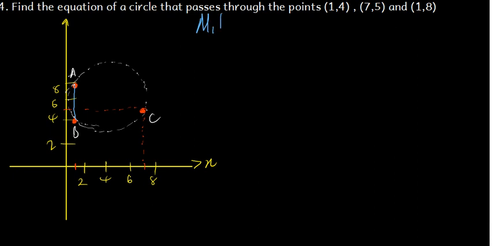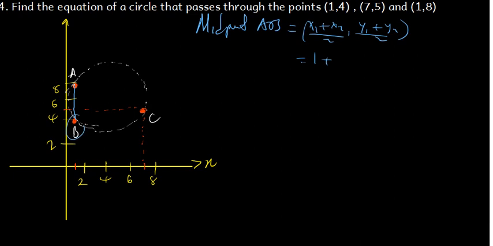So midpoint of AB is going to give us x1 plus x2 divided by 2, comma y1 plus y2 divided by 2. So our x1, we're coding this as our A, is 1. Our x2 from this one is still 1. And then divide that by 2. And then y1, the y value is 8. And then the y value here is a 4. Divide that by 2.